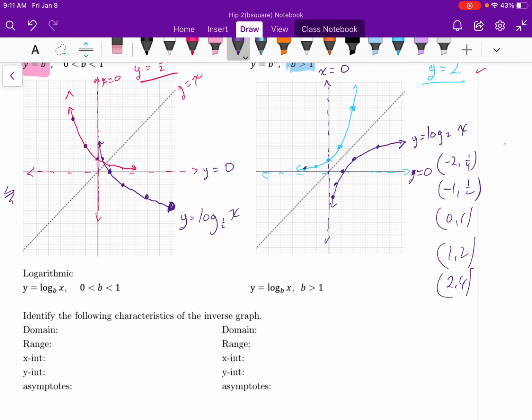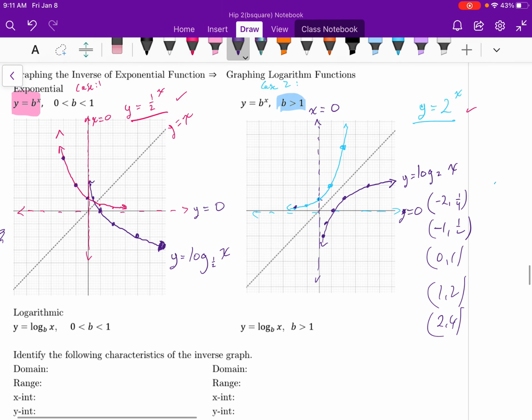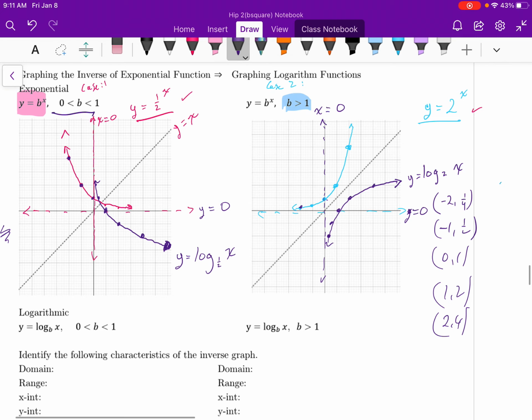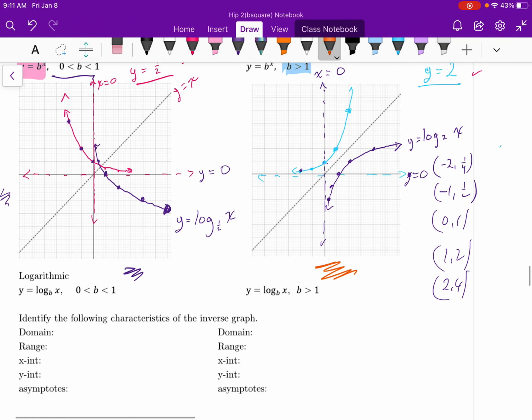I mean, most of our work here is done now. So what was my point? My point was a contrast of bases. So when the base is stuck between 0 and 1, we have this behavior here. When the base of an exponential function and of a logarithmic function is greater than 1, it'll behave like this. Now, there's going to be some commonalities.